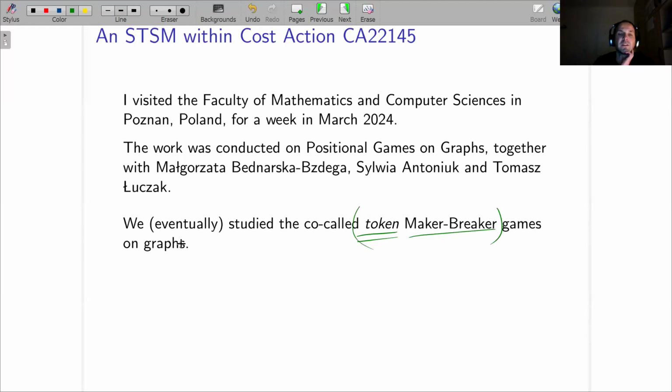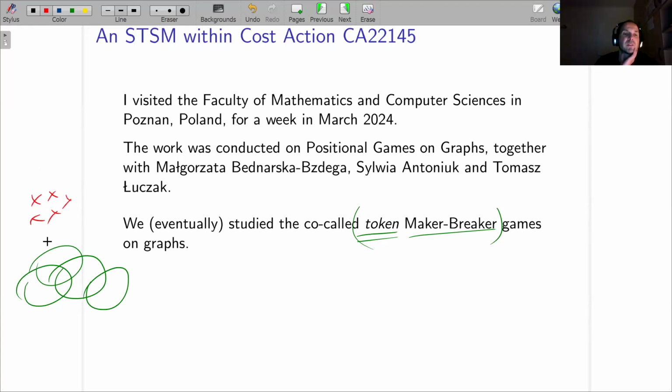First of all, not looking at graphs, but general. So token: if you have your hypergraph, then each player has a limited number of tokens. Let's say Maker has just 5 tokens. And as you play, you use your tokens. So this was just 1 token that I used. Next time I play, I use another token, and so on.